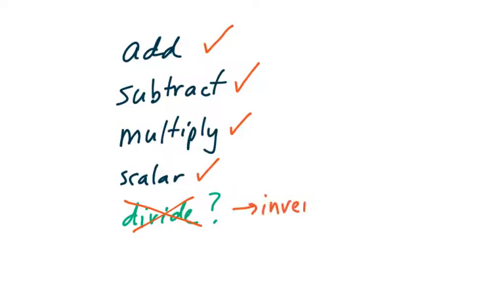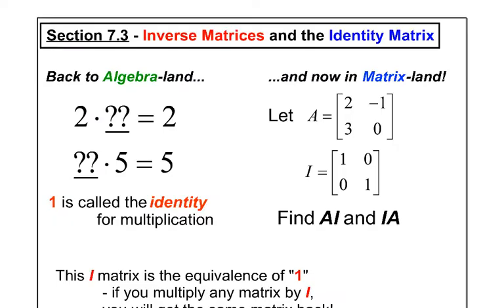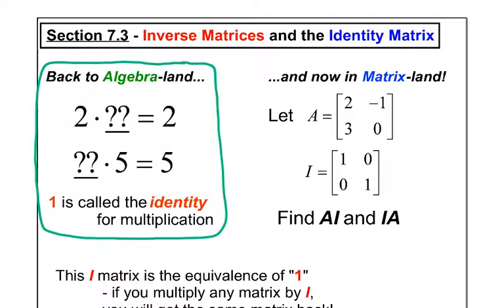Now, before we talk about an inverse matrix, we need to go back to a little bit of Algebra 1 first. So here's our section title, if you want to write that down in your notes. But I'm going to take you back first to Algebra Land. Take a break from matrices for just a second. Remember we talked about in chapter P, what's a number that I can multiply 2 by and get 2 back out? Or, on this side, what do I multiply 5 by and get 5 back out?